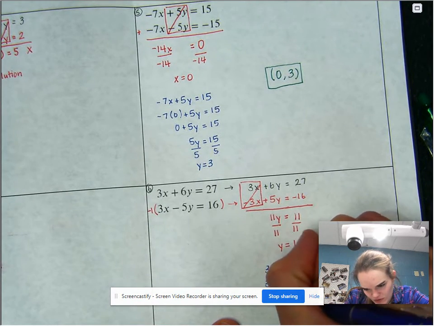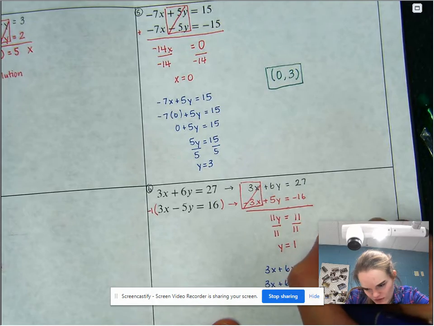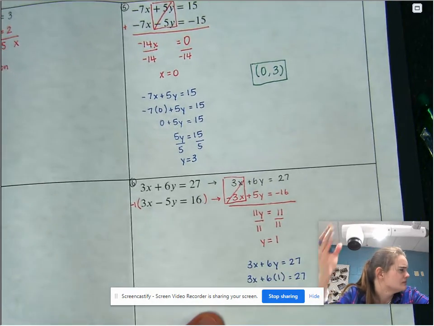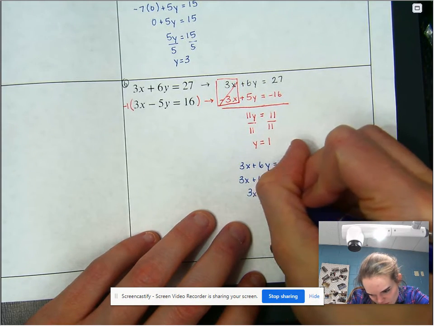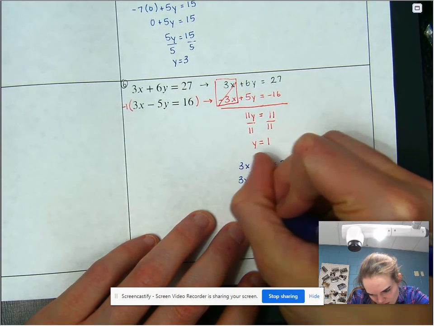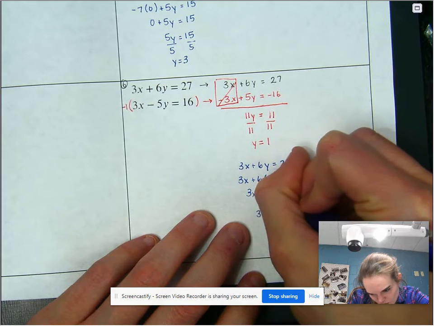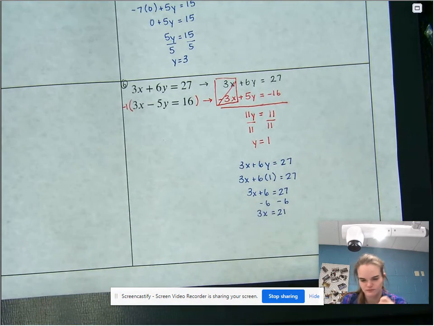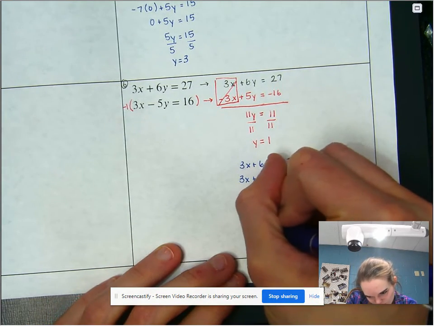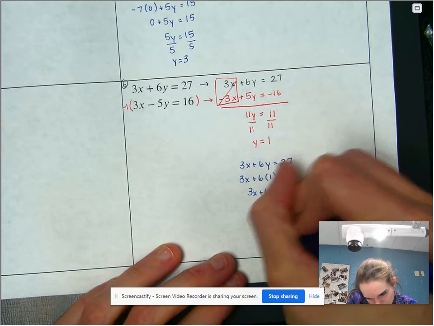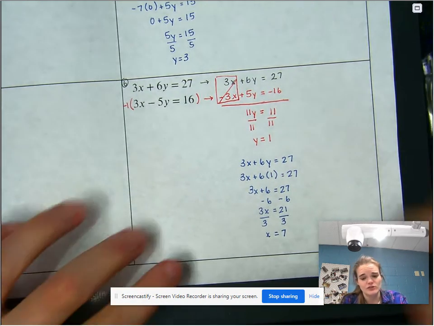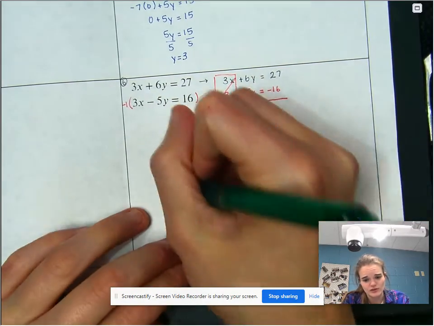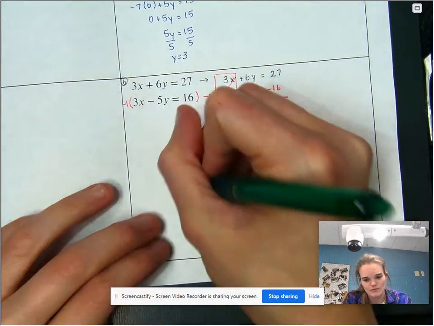3x plus 6 equals 27. Let me move that so you can see it. Subtract 6. 3x equals 21. Divide by 3. x equals 7. Make sure you write it down correctly too. It's x, then y.